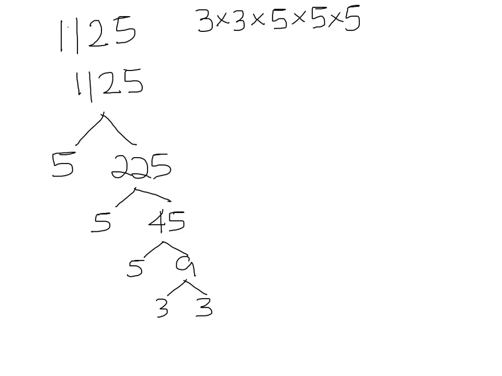And again, if you want to get fancy like we did last night, it will be hard to write it like this on your Google form, but you can write it as 3 to the 2nd times 5 to the 3rd.